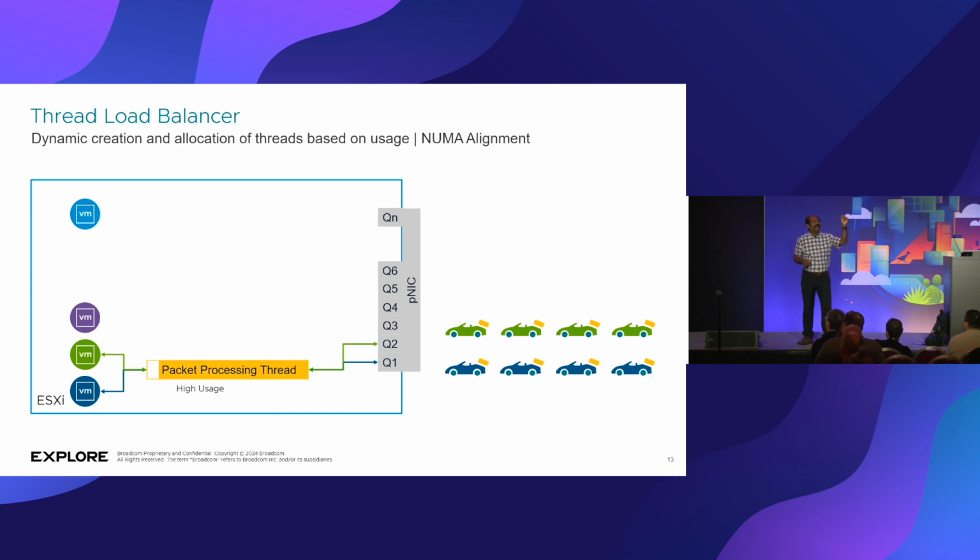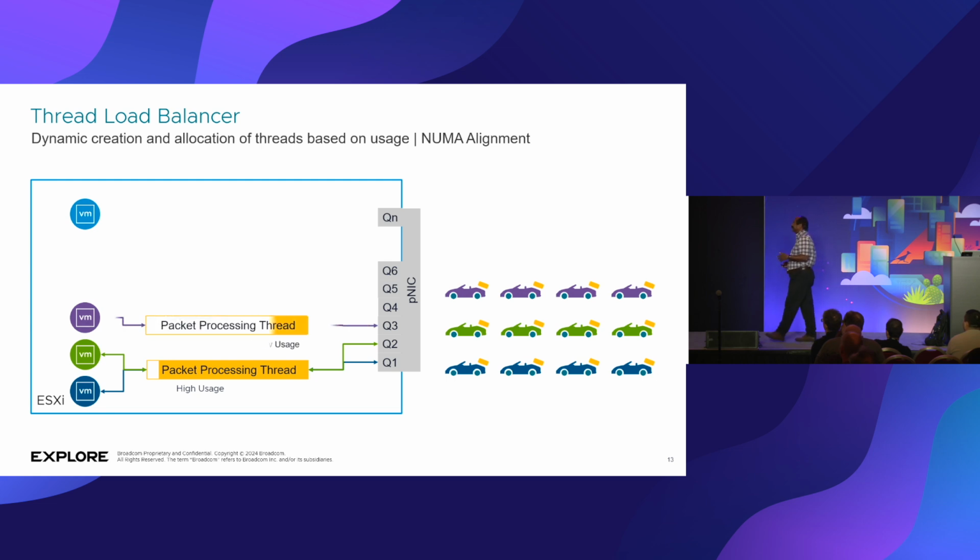Till it hits a high mark. Once it hits a high mark, we start creating more threads. And this basically allows us to optimize how these threads are used for packet processing and also dynamically create them. And this cycle keeps going on, but it's not just that we are monitoring the threads themselves, the entire architecture is actually NUMA aligned by default.